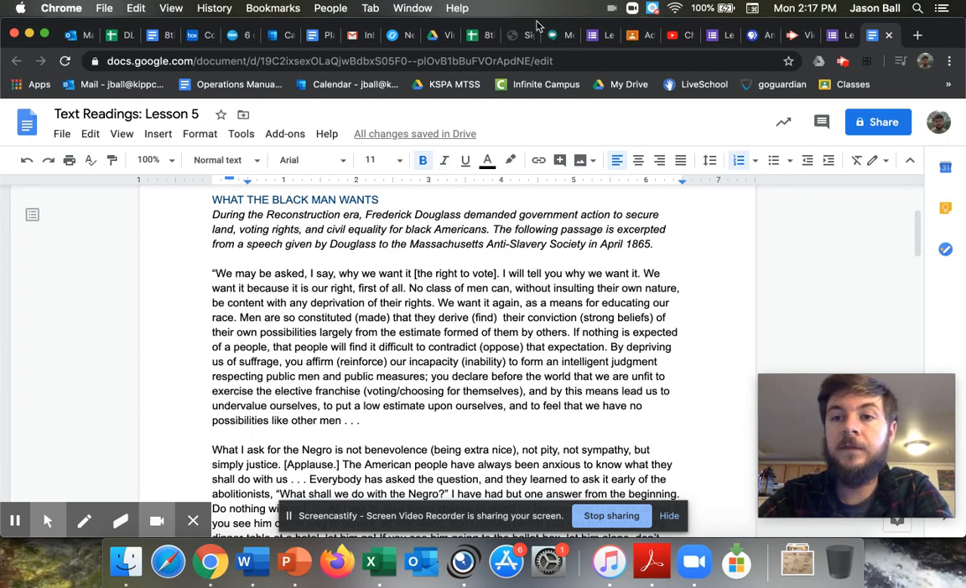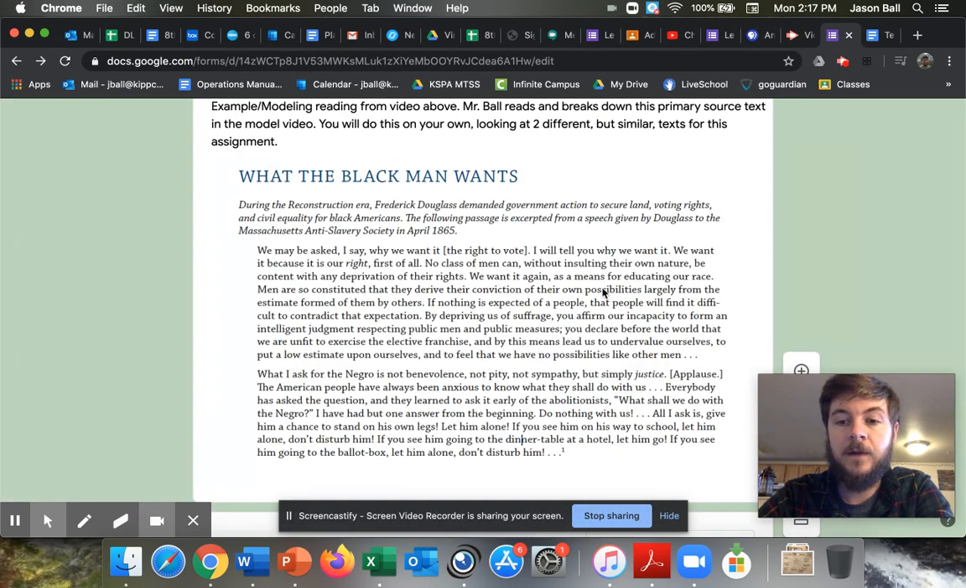So for this reading here, this is a primary source reading from Frederick Douglass. We, of course, have seen Frederick Douglass before the war, but now this is getting to the point where the war is just about over. It's in our introductory text here. This was excerpted from a speech given by Douglass to the Massachusetts Anti-Slavery Society, so other groups of abolitionists and people against slavery, in April of 1865. Again, the war went from 1861 to 1865, so this is the end of the war.